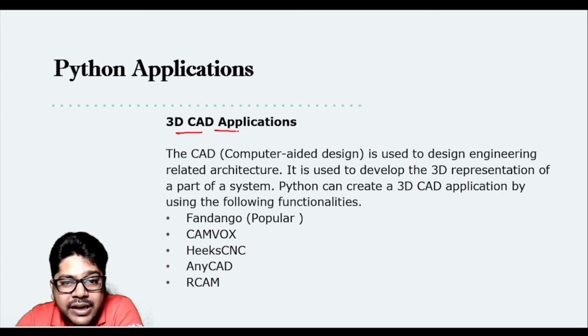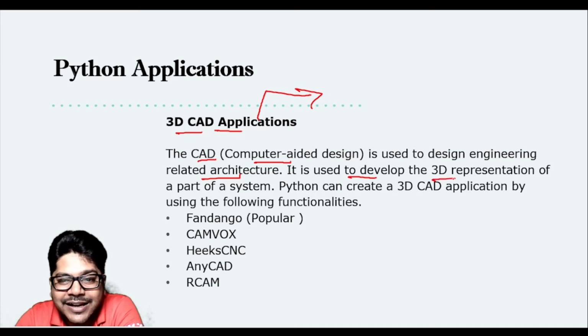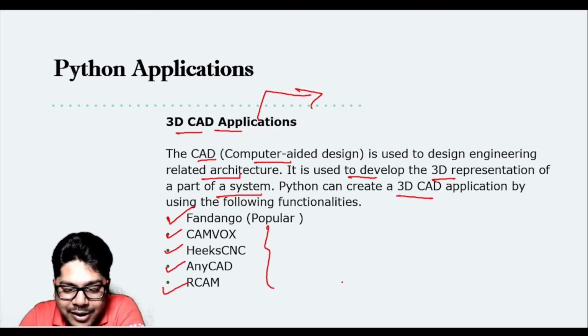And then talking about 3D CAD applications, CAD, computer-aided design, is used to design engineering-related architecture, as I was talking about. Mechanical and civil engineers will be very much interested in that, right? So it is used for that as well. It is used to develop the 3D representation of a part of a system, and Python can create 3D CAD applications using the following functionality: Fandango, CAMvolks, HeeksCNC, AnyCAD, RCAM. What else do you have? What else are you looking for?